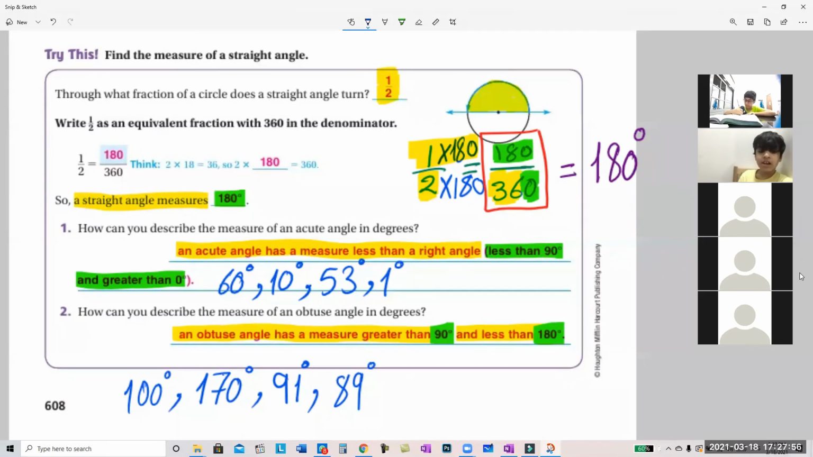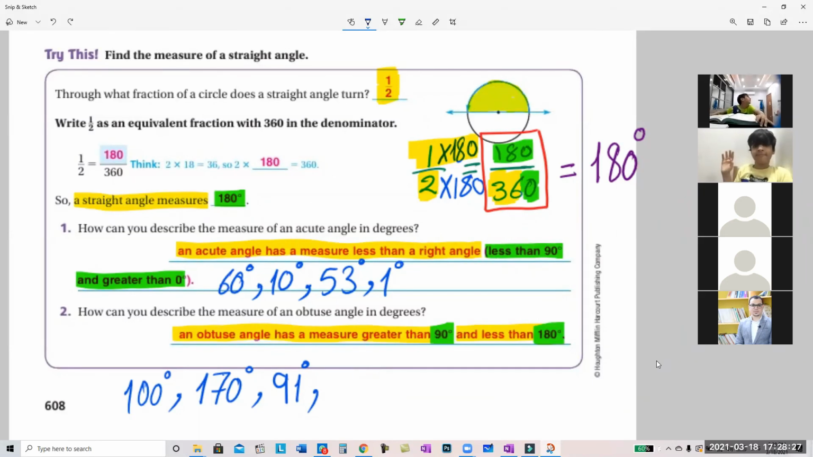Okay, so 81. What is the type of 81 degrees? Is it obtuse or acute? It's acute, because it's less than 90. Okay, thank you so much, my dear. Great job, Muhammad Falah.